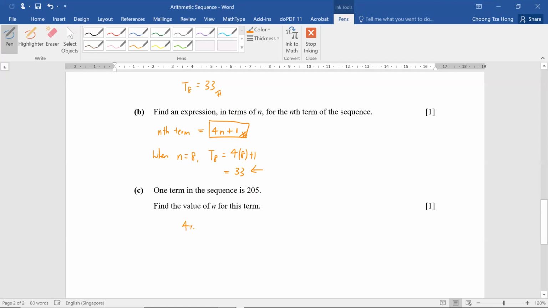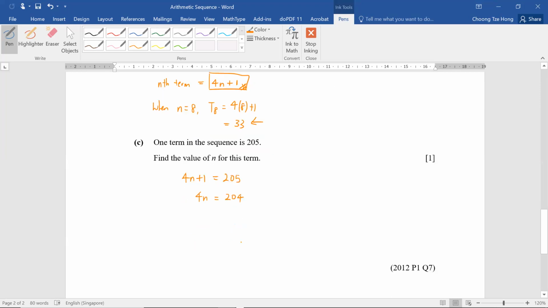So 4n plus 1 equals 205. So 4n will be equal to 204. You divide by 4, you will get 51.